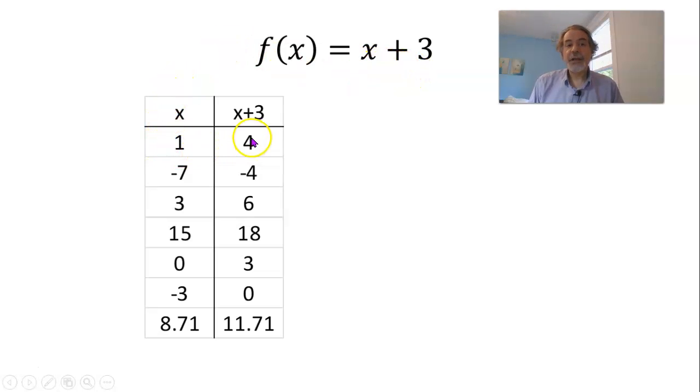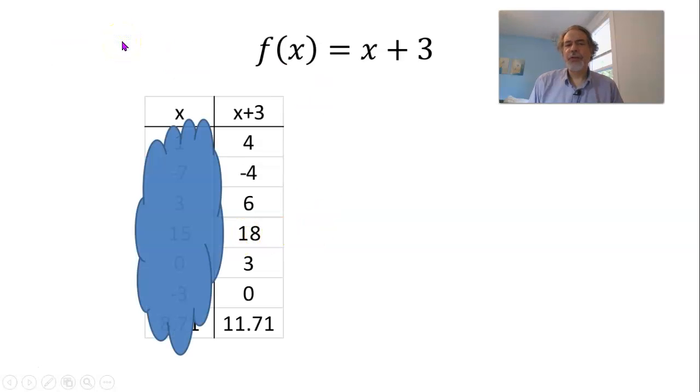So I take 1 and I get 4. Take -7, I get -4. Take 3, I get 6. Take 15, I get 18, and so on. Your numbers aren't there anymore because I did my function on them, and now I've got these new numbers. And you don't like what I did to your numbers. You want them back the way they were.